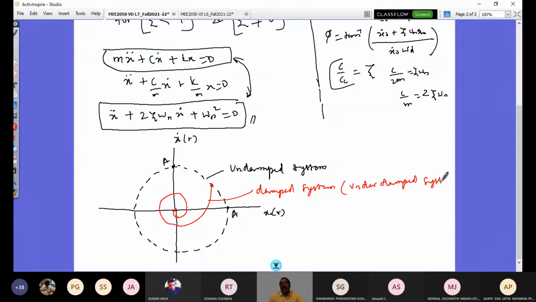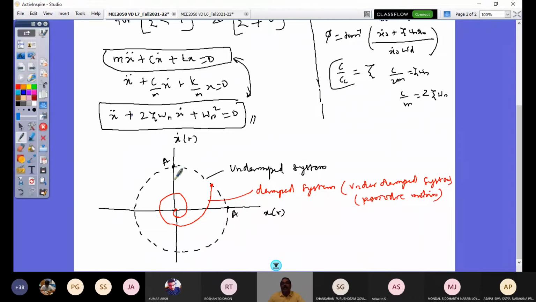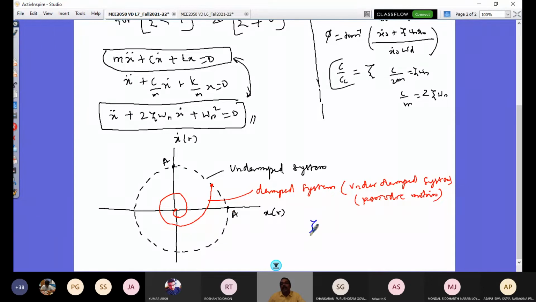Only an underdamped system can have periodic motion. The motion is oscillation, correct? Whereas you also have an overdamped system and a critically damped system. So what is a critically damped system? When the zeta value is equal to 1, that's called the critically damped system.